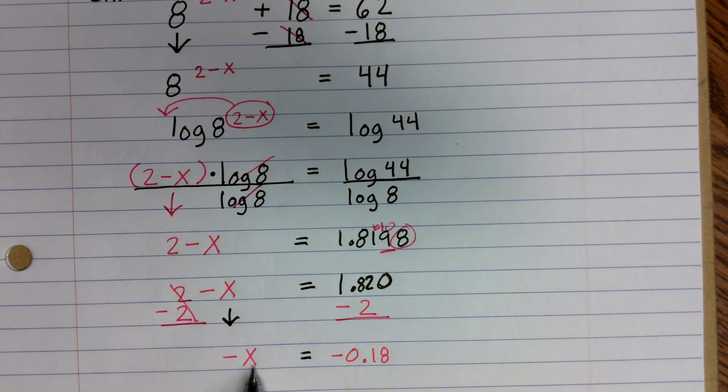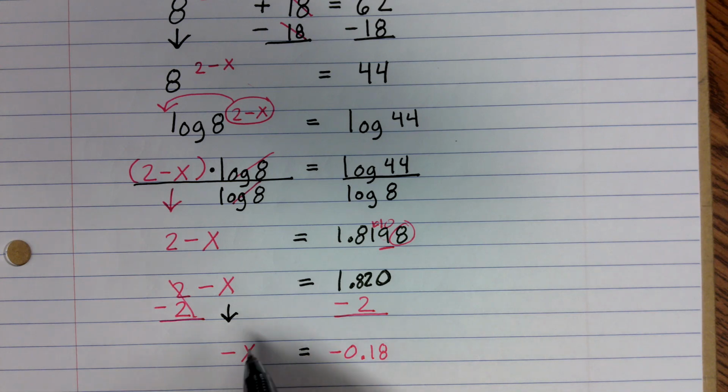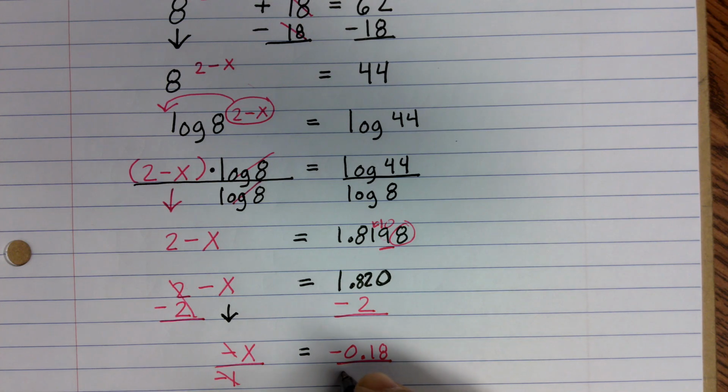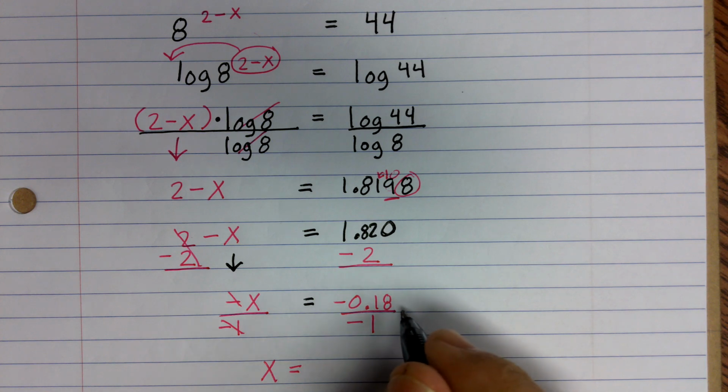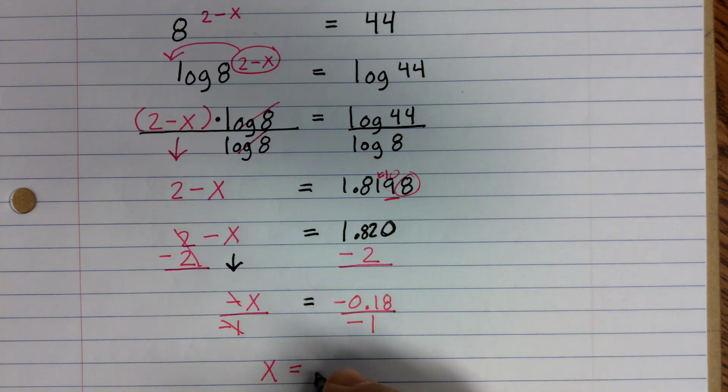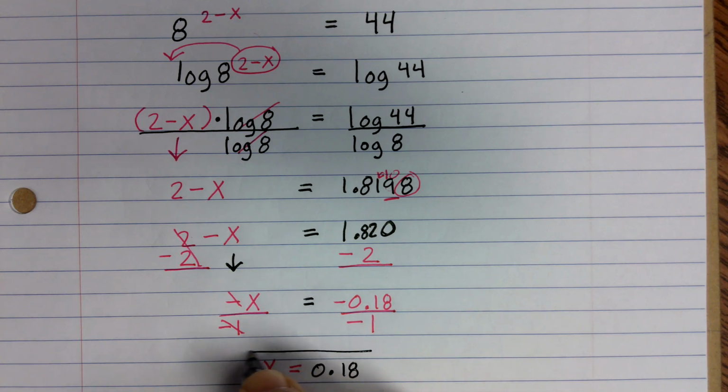Notice now we have this negative x value that we haven't dealt with. And we don't want a negative x, we want a positive x. So I'm going to divide out negative 1, which is the coefficient of x. That way that cancels out my negative sign. And I have to divide the right side by negative 1 as well. And all that does is change it to a positive. So my final answer is x is equal to positive 0.18. And that's my final answer.